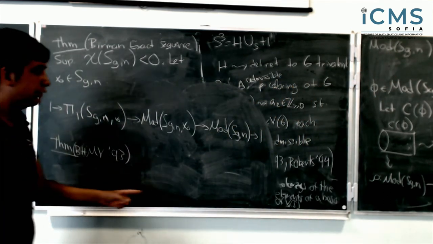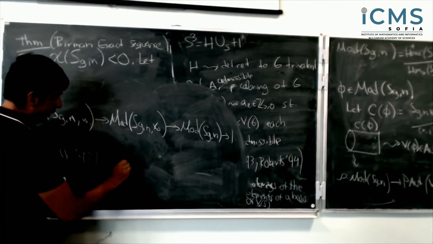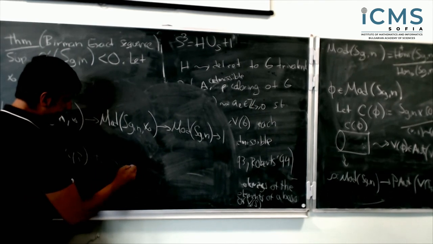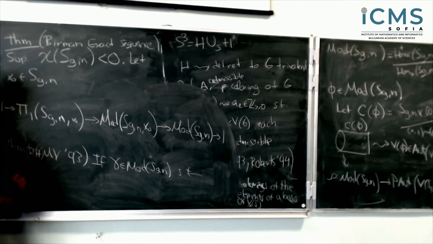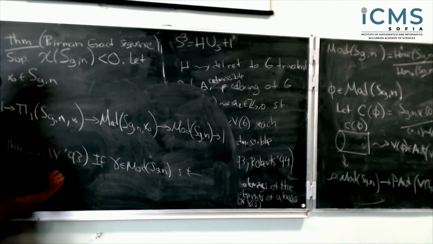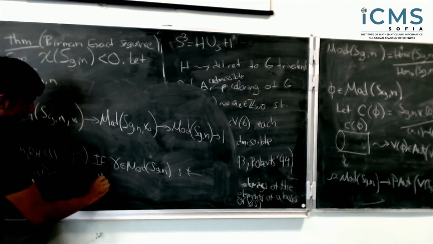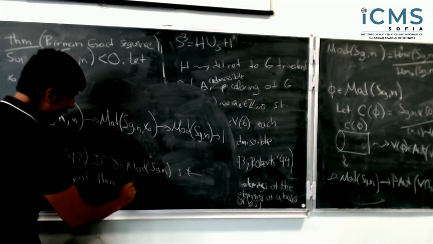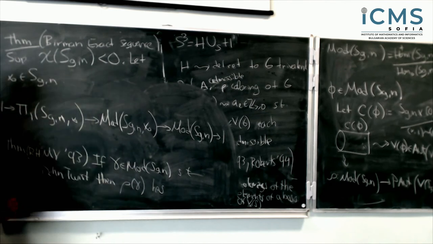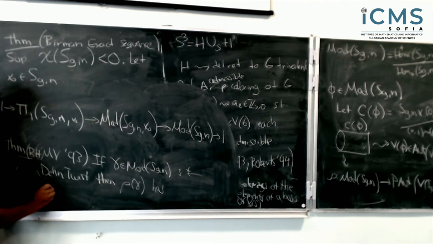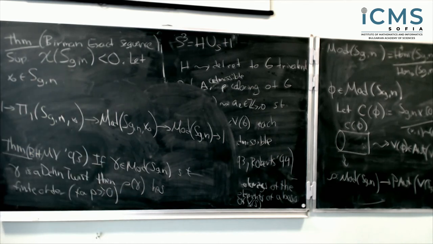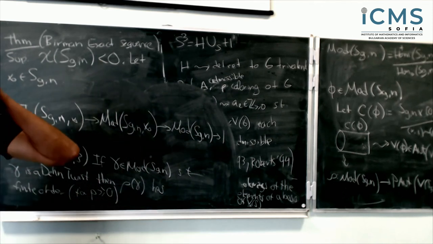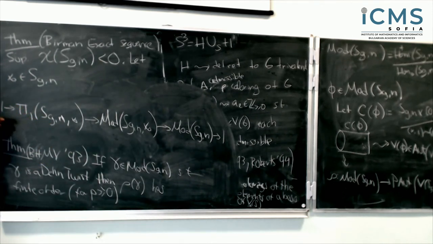A first theorem is that if you have an element in the mapping class group that is a Dehn twist, then the element under this representation has finite order, let's say for p big enough. Now the second part of the theorem of Koberda said that if we had an element represented by a simple curve.